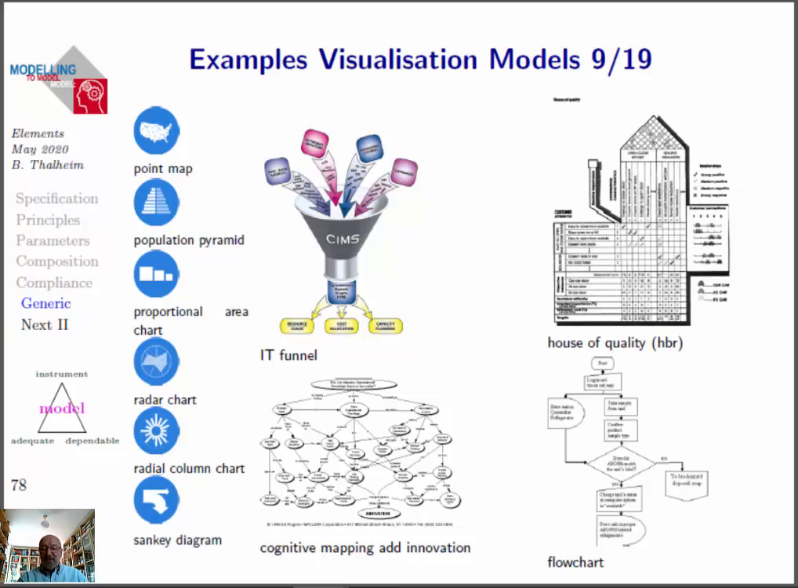You can have cognitive mapping diagrams. You can have something like this house of quality, where you show finally what kind of qualities the inner part has according to this representation. You can also use flowcharts. Some abstract visualization models are point maps, population pyramids, proportional area charts, radar charts, radar column charts, and also Sankey charts.